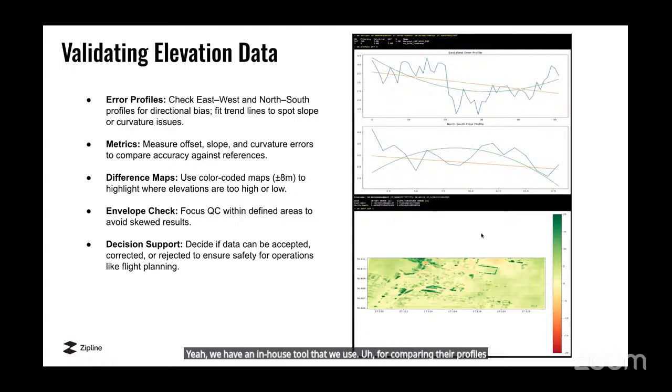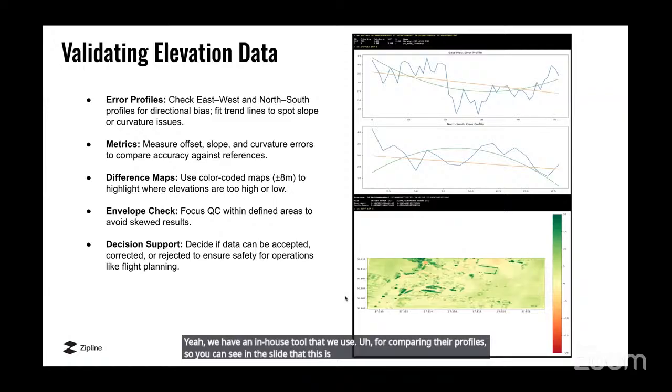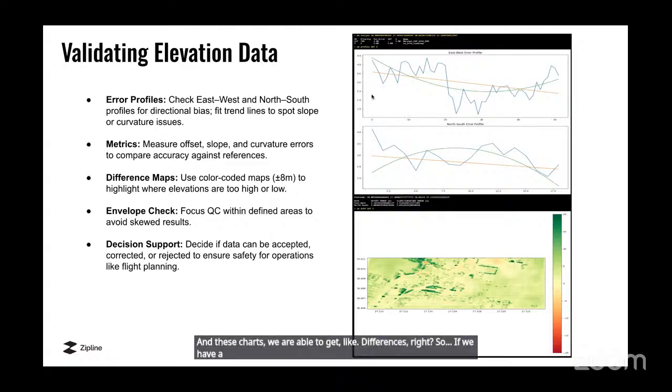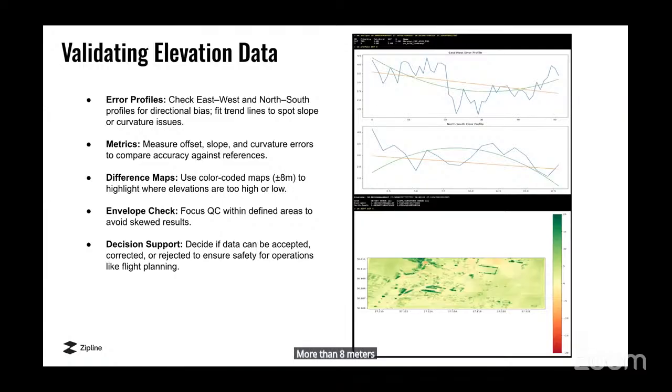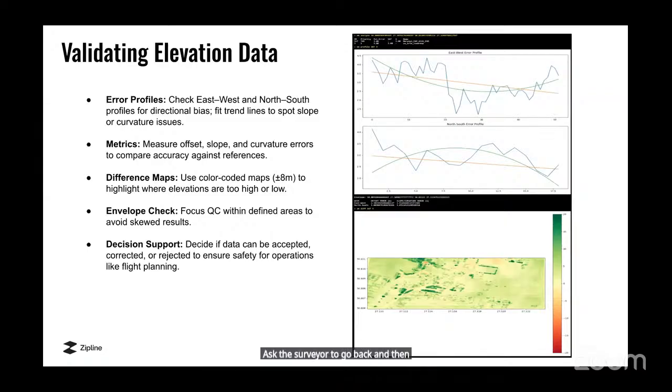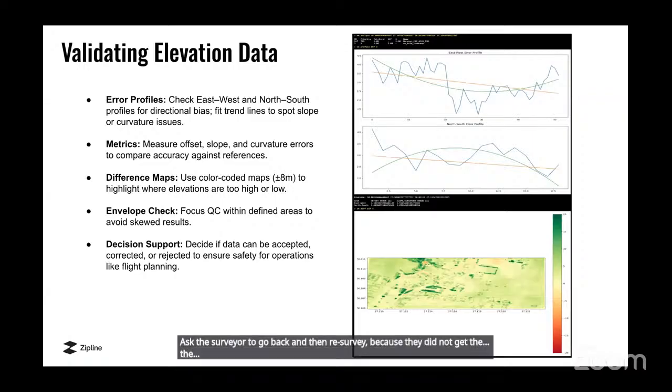So you can see in the slide that this is some location, and then we are comparing the elevation map in that location to another elevation map. And on these charts, we are able to get differences. So if we have a threshold of 8 meters, if the difference is more than 8 meters, then that will be our cue to reject that data. And we have instances where we have to ask the surveyor to go back and resurvey because they did not get the right type of data, or the data that they gave us was not up to the accuracy standards that we need.